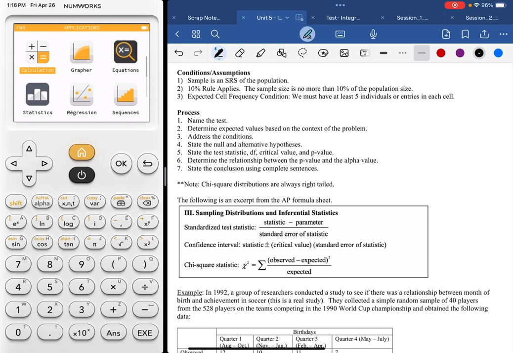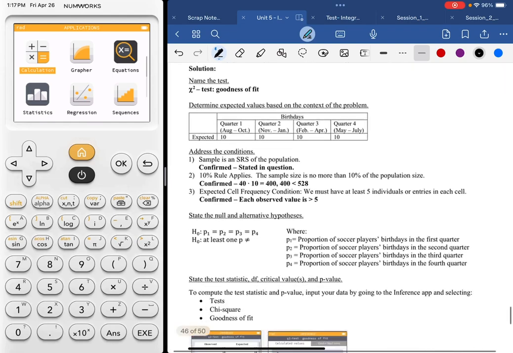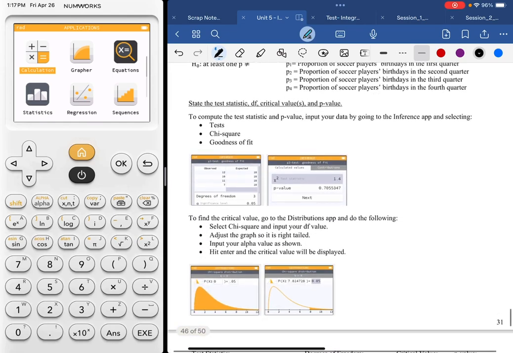All right. The process: name the test, determine the expected values based on the context of the problem. We'll get to that. Address the conditions, state the null and alternative hypotheses, state the test statistic, degrees of freedom, critical value, and p-value. Determine the relationship between p-value and the alpha. So if the p-value is less than the alpha, you reject the null. If not, you don't. And then state the conclusion using complete sentences. All right. So I have the excerpt from the AP formula sheet. I have a solved example here for you, so you can take a look at that.